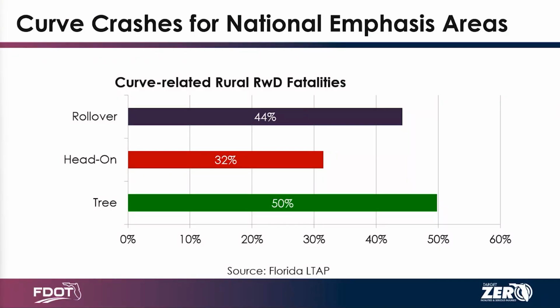So curve crashes are a national emphasis area. And here you can see the breakdown of those 3 different causes: rollover crashes, head-on crashes, and collisions with trees. And 50% of fatalities included striking a tree as an event as part of that horizontal curve crash.